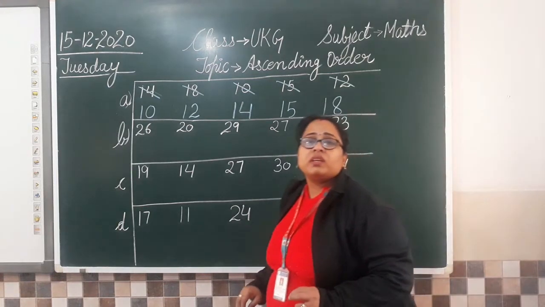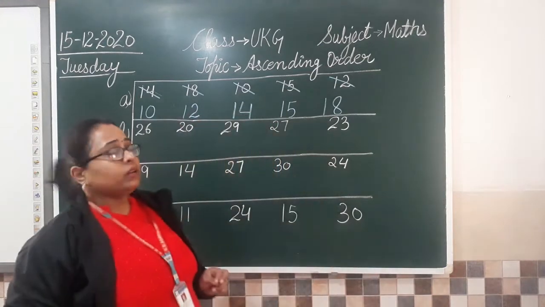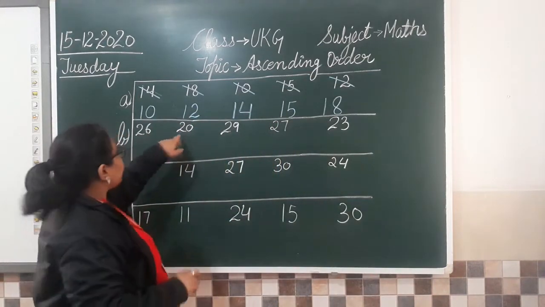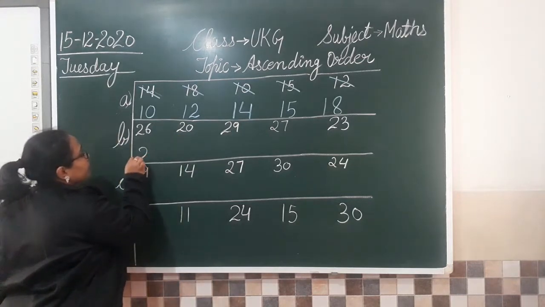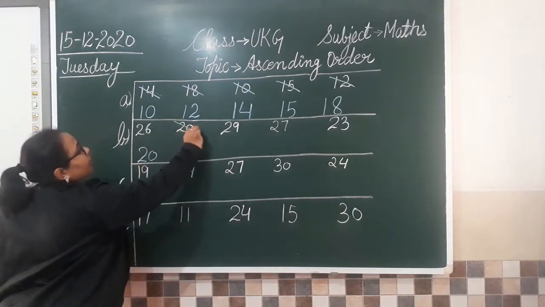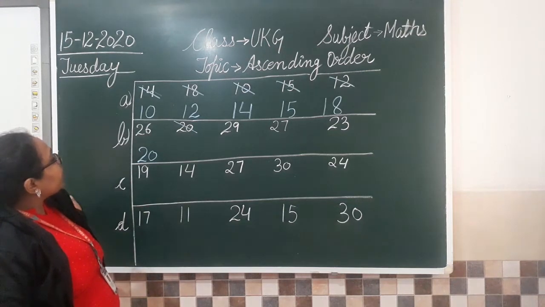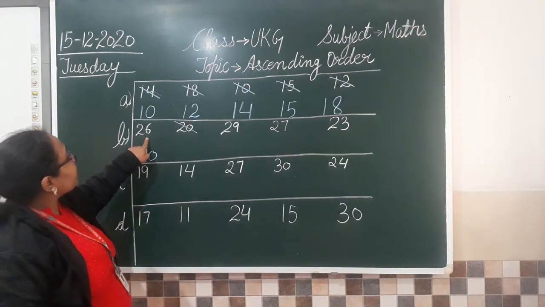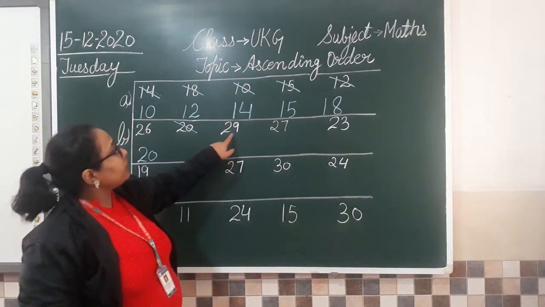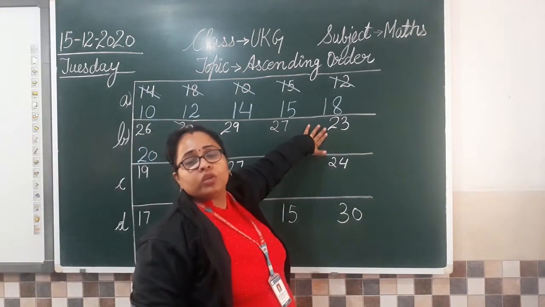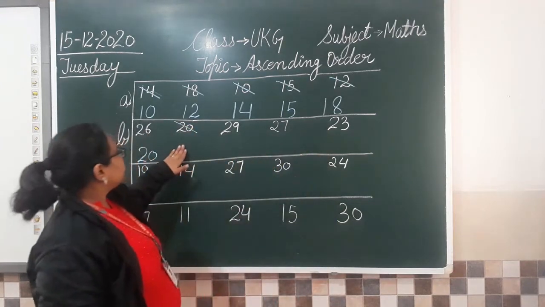So which is the smallest we have here? 20. Isn't it? 20 is the smallest. So we'll copy it here and we'll cut it from here. Now after that, let's say again all the numbers 26, 29, 27 and 23. So tell me which number to be written here now?